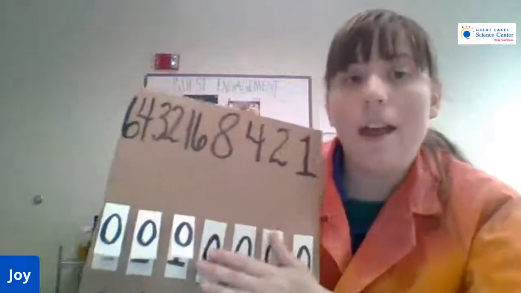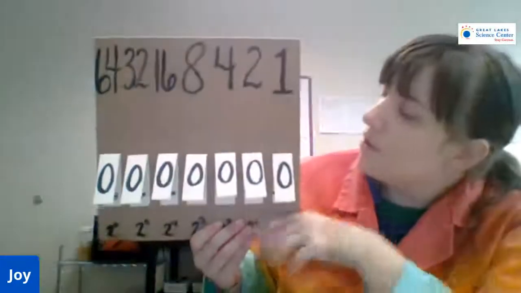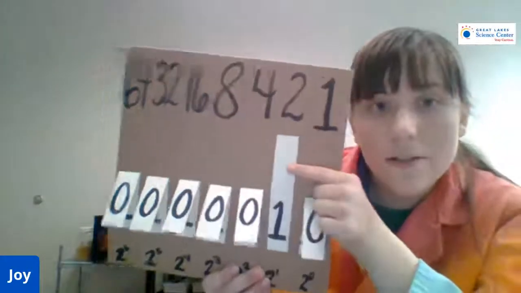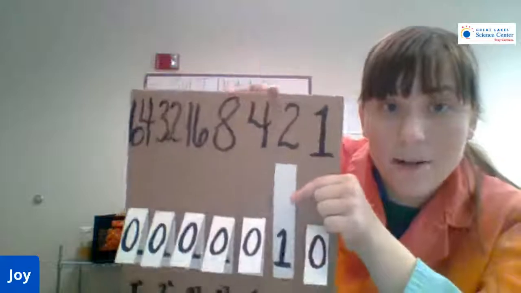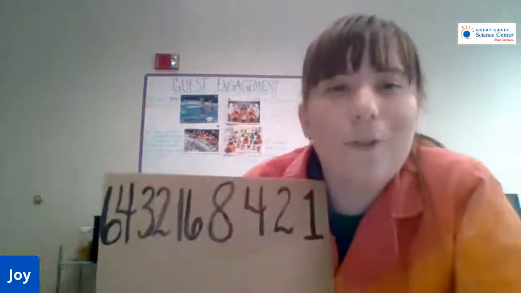Now, if we were to make 10 as a binary number, let's see what it'd be in decimal. So we need the 0 at the end, and we need a 1, so we need to turn on that signal. So 10 as a binary number is actually 2 as a decimal number. So it's a little bit different. So let's try a different number.